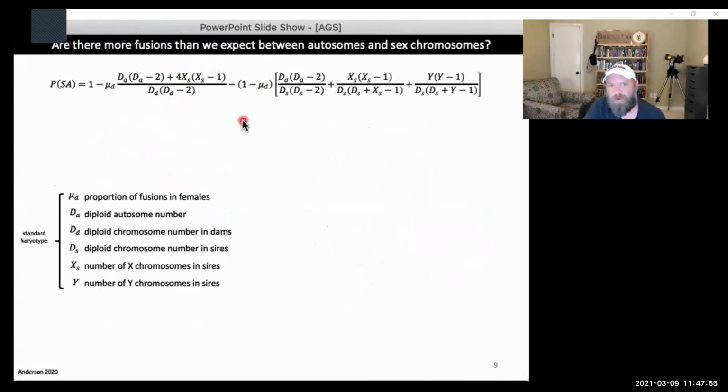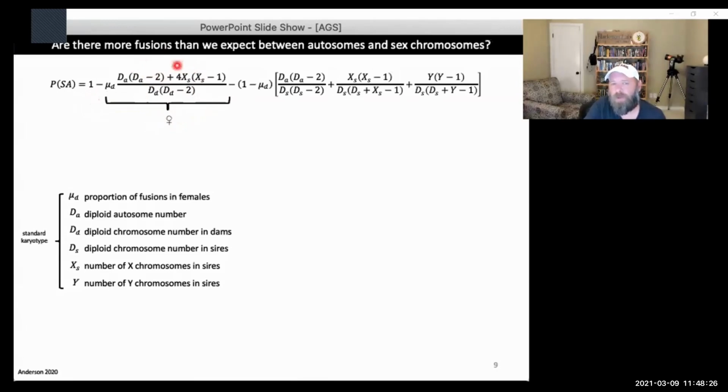I know this is a lot of letters, but it's actually a pretty simple equation. The value that we're getting here is the proportion of sex chromosome autosome fusions. Out of all the fusions that occur, what proportion should be of this type? And so the way that we do this is we start out with this 1 representing all possible fusions, and then we subtract from that the fusions that are coming in from females. In these two terms, this captures autosome-autosome fusions and X chromosome fusions.